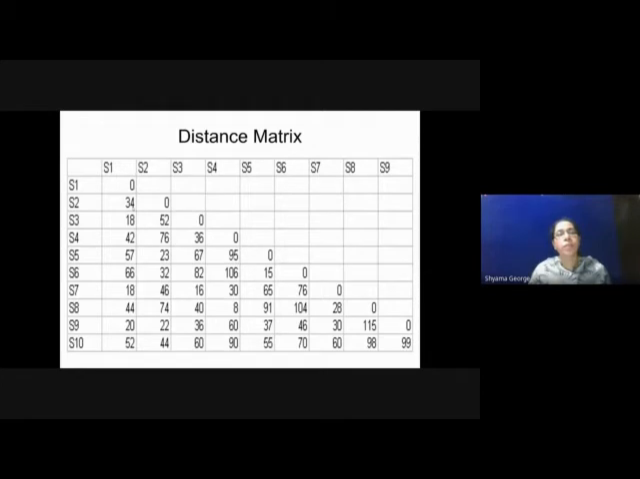The distance between S1 and S2 is 34, S1 and S3 is 18, and so on. This is the distance matrix, computed using the Manhattan distance. Now in the agglomerative approach, we find the objects having the minimum distance, but in this case we have to find the objects having the largest distance, and separate those two objects into two groups.